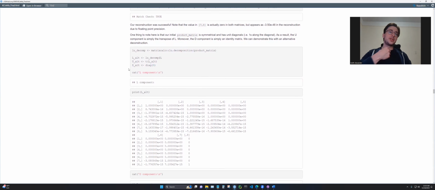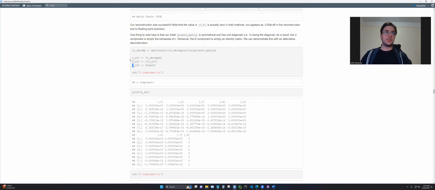One thing to note, as I mentioned before, is that our diagonal matrix was the identity matrix. That's because of the nature of this product matrix. We started with the correlation matrix, which is symmetrical and has just ones all along the diagonal. Because of that, in our LDU decomposition, the upper component is going to be equal to just the transpose of the lower component. And the diagonal is going to end up just being the identity matrix, with ones all along that diagonal.